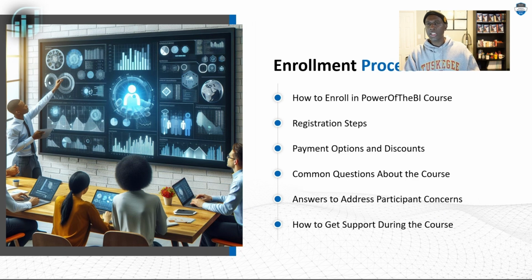The enrollment process for my course is just go over to my website, powerofthebi.com, and register for the course. And then you'll get the information for the next upcoming course. You'll register for the next upcoming course, and you'll get the information for the next open house. I don't accept anyone into the course unless you attend the open house. The open house is very important.